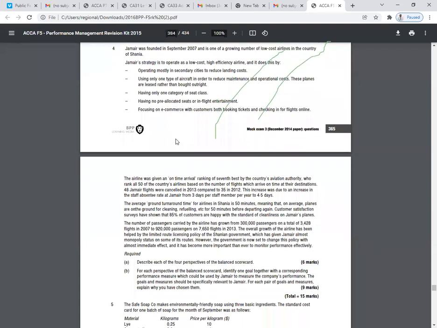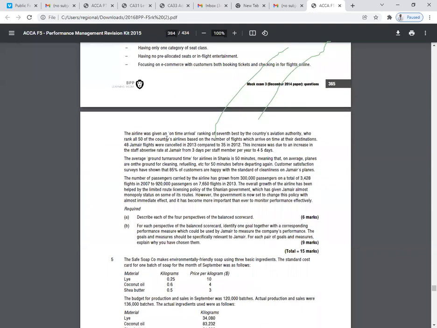Very important. The airline was given an on-time arrival ranking of 7th best by the country's aviation authority, who rank all 50 of the country's airlines based on the number of flights which arrive on time at their destinations. 48 Jam Air flights were canceled in 2013 compared to 35 in 2012. So you can imagine in 2013, we canceled more. That one will not be very good for customers.